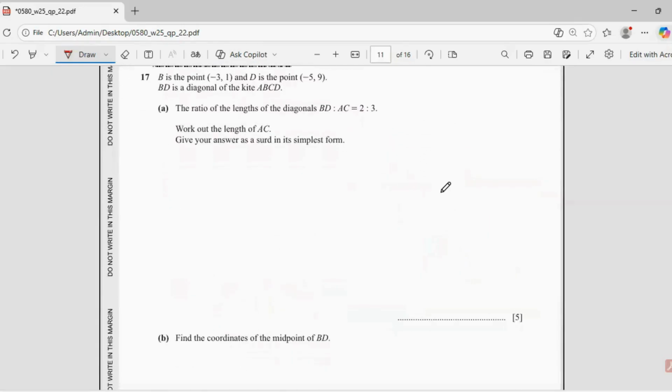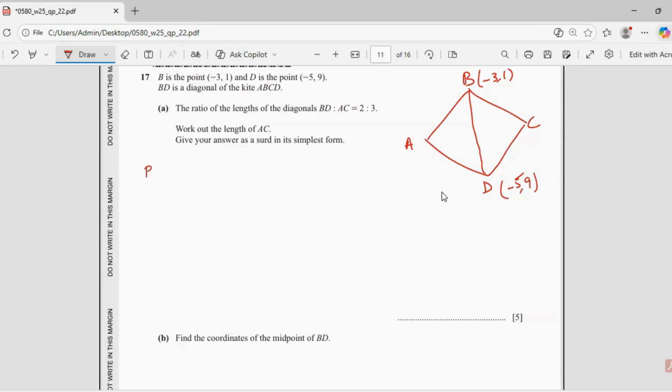Next question is, P is the point and D is the point. BD is the diagonal of the kite. The ratio of the lengths of diagonal BD is to AC. So this is BD, this is AC. B has the point minus 3 comma 1 and D is the point minus 5 comma 9. The ratios are also given. Work out the length of AC.